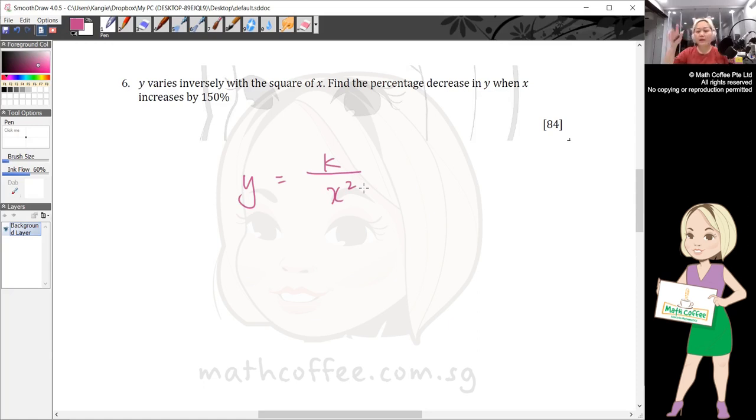So just now you all learned, right? When I mentioned increase by 300%, you know it is g plus 3g becomes 4g, right? So this time around it is x. So my new x, just always remember.